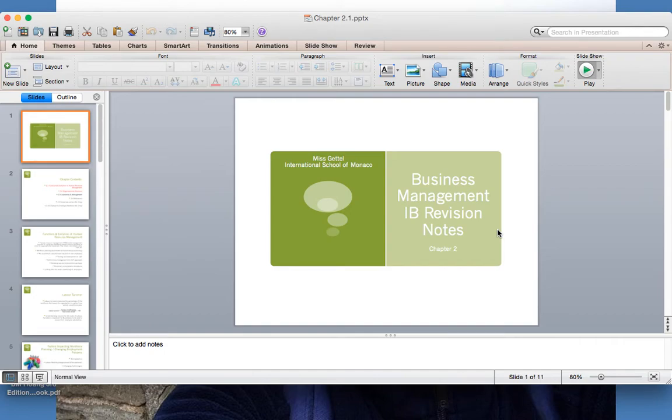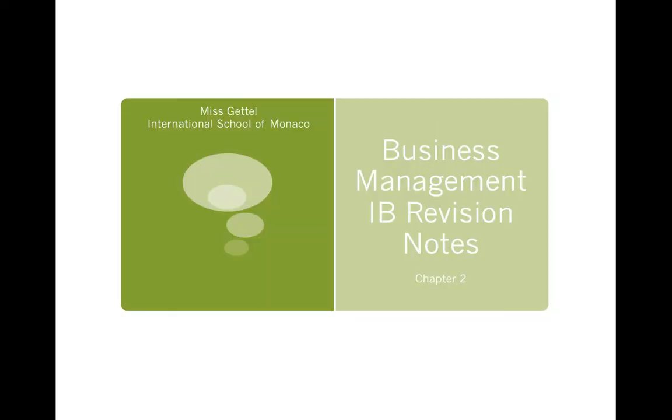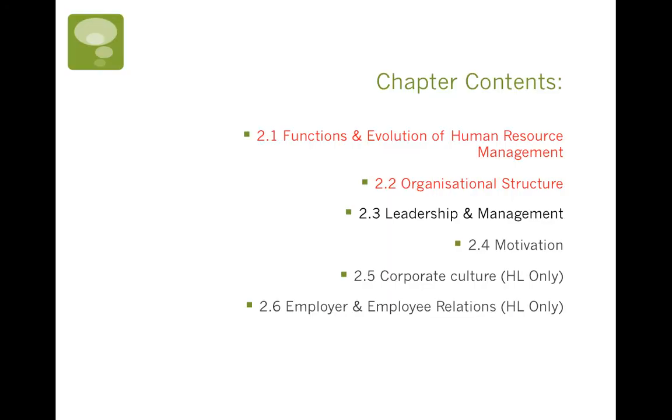You off with chapter 2, and chapter 2 is a little bit larger and more in detail than chapter 1, so there's going to be 3 video installments for chapter 2. And this first one will specifically be looking at 2.1 functions and evolution of human resource management, which is a large chunk of this chapter, and then 2.2 organisational structure.